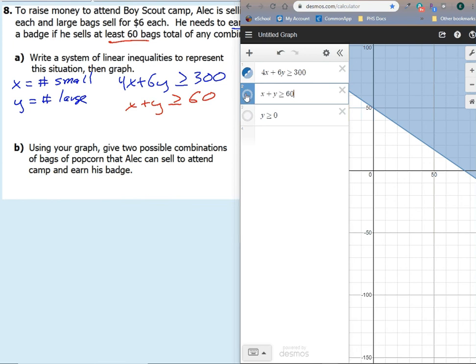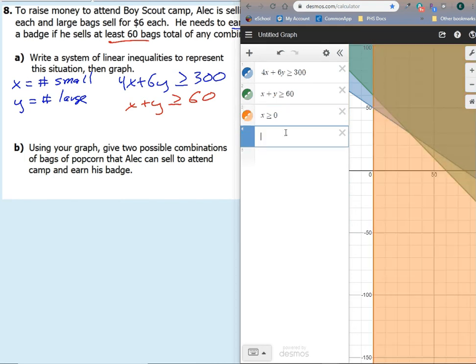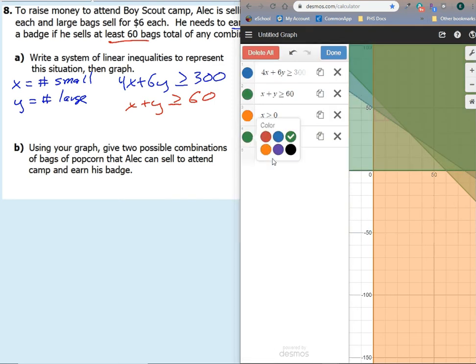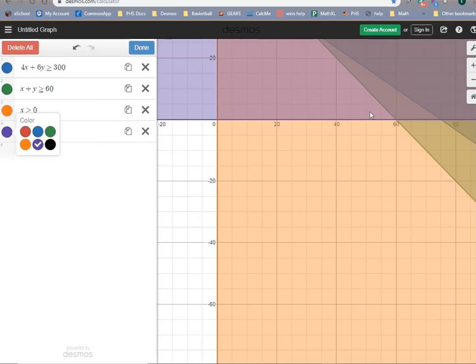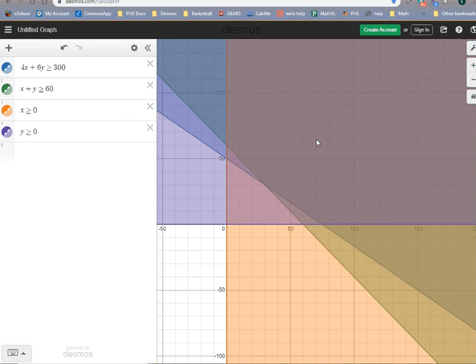Okay, now let's turn that one on. So there's another one. Now we've got the dark green region. But once again, can I sell a negative number of bags of either kind? So what are the other two I need to include? X is greater than or equal to 0 and y is greater than or equal to 0. Right, and let's make that one purple. All right, there we go. So then that's our solution set.